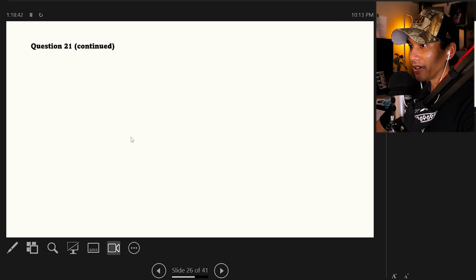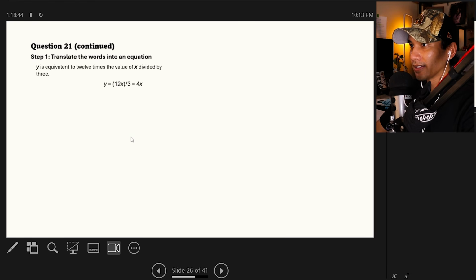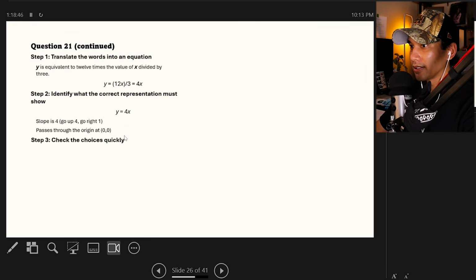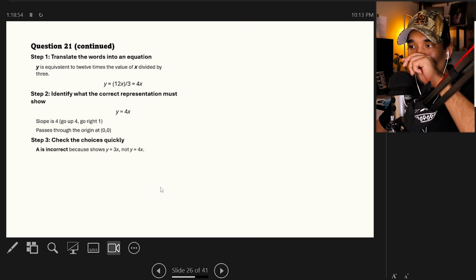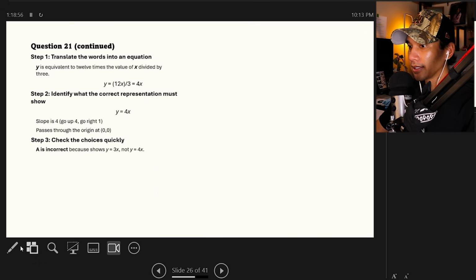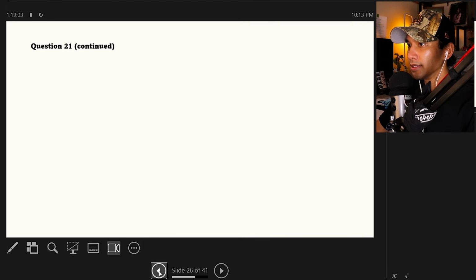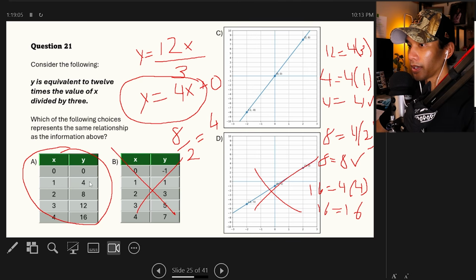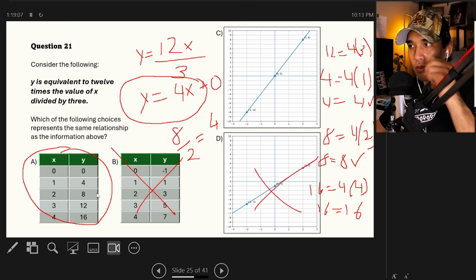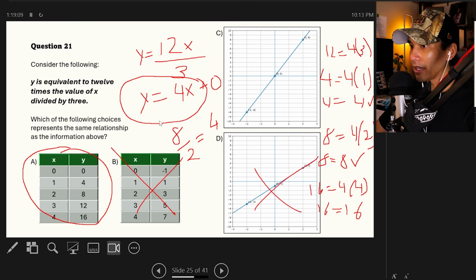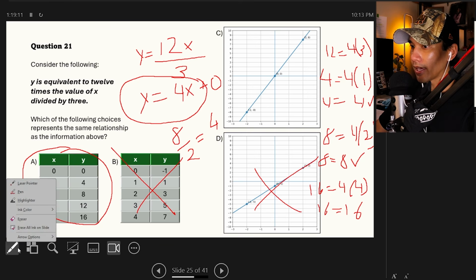Let's see what I put. Okay, 4x, okay. A is incorrect because it shows y equals 3x, not y equaling 4x. Ah, so A is actually incorrect. Can we go back a slide? Let's go back a slide. This one has 3x. I don't know how it has 3x. Maybe if we calculate the slope, it has 3x.